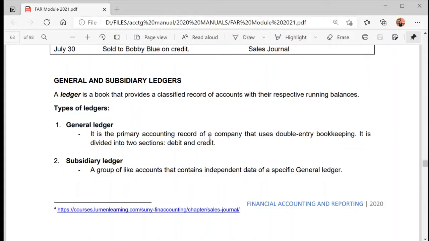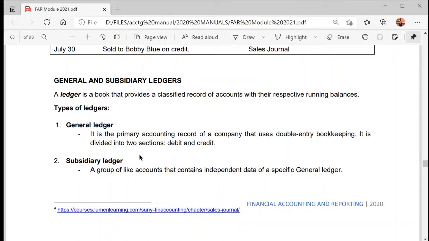Now let's proceed to the types of ledgers. So we have the general and the subsidiary ledgers. A ledger is a book that provides a classified record of accounts with their respective running balances. So we have two types. We have the general ledger and the subsidiary ledger.